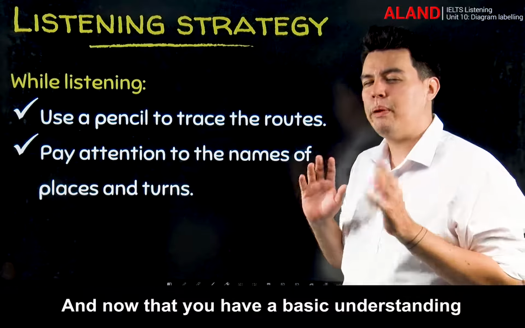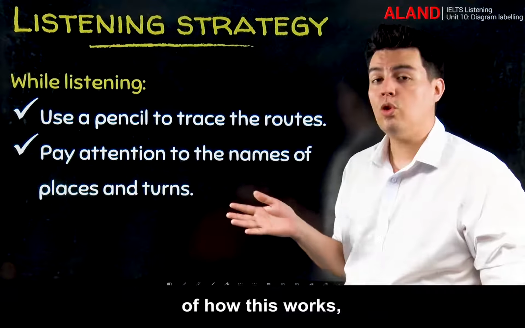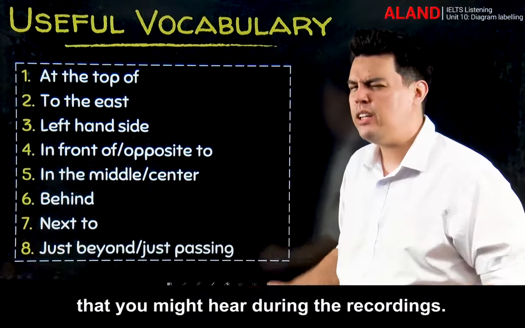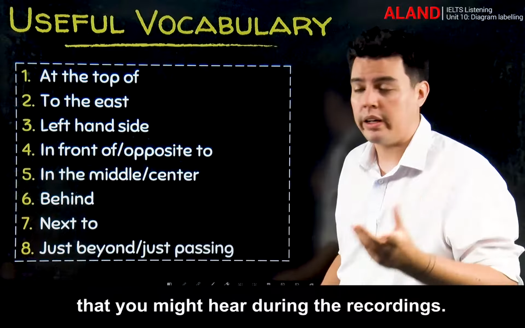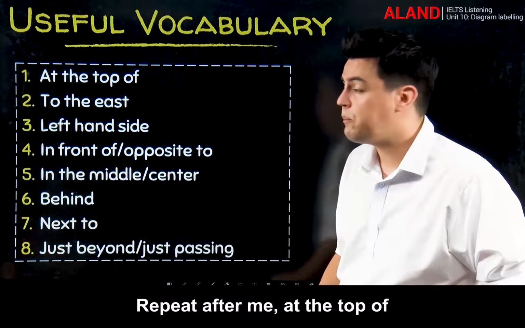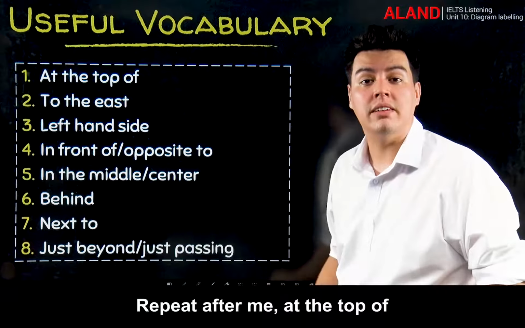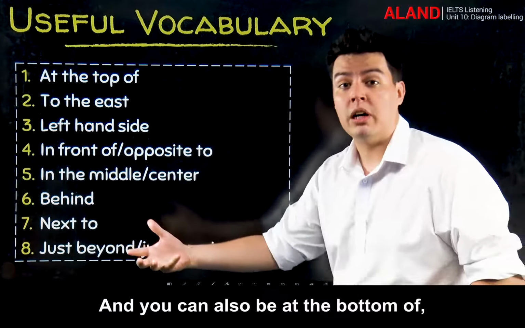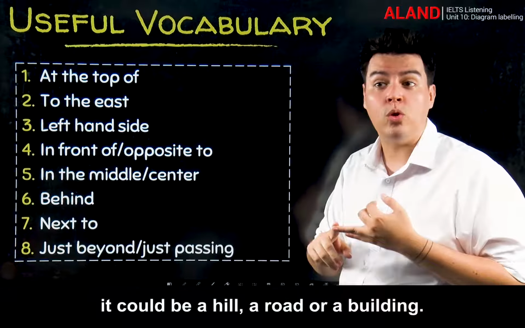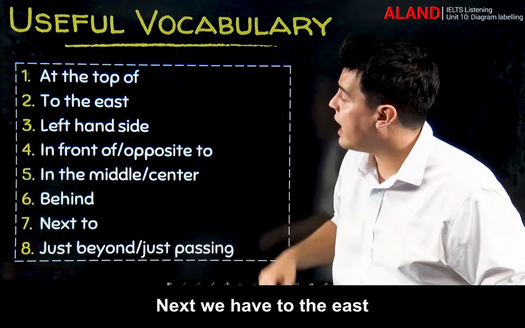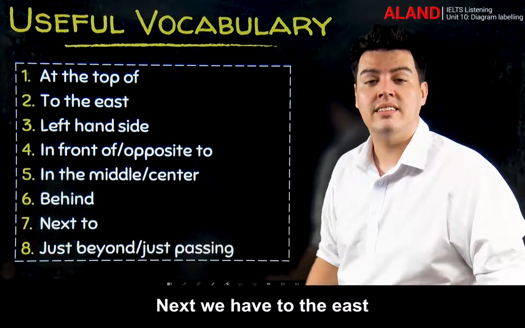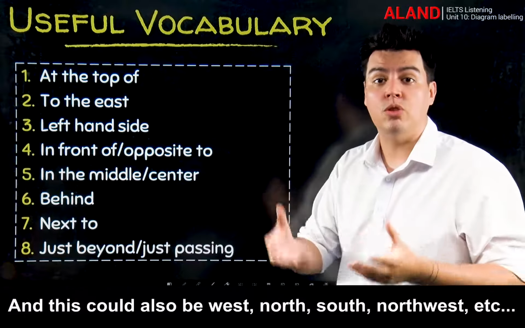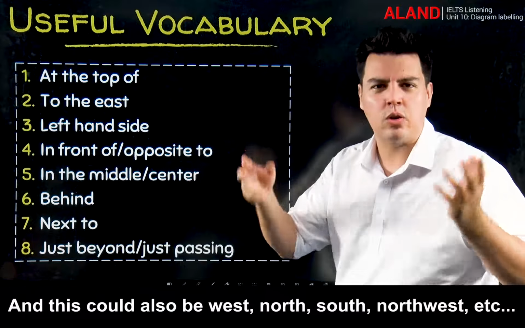And now that you have a basic understanding of how this works, let's learn some useful vocabulary that you might hear during the recordings. So, repeat after me. At the top of. Good. And you can also be at the bottom of. It could be a hill, a road, or a building. Next we have to the east. Excellent. And this could also be west, north, south, northwest, etc.